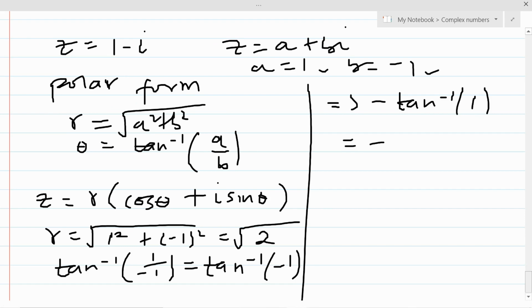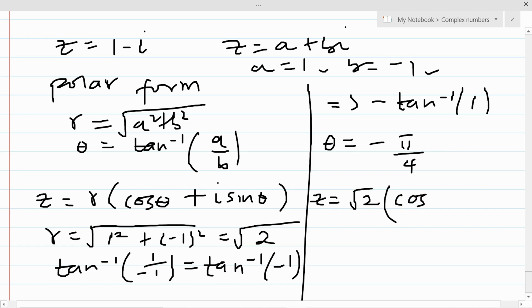45. But we said in polar form we normally represent our angle in what? The radians, okay. So in radians 45 is pi over 4, or 45 degrees. So then if our theta is equal to negative pi over 4, then this means that our z is equal to, what is our r? Square root of 2, then into brackets cos theta, cos of negative pi over 4, and cos of a negative number is the same as cos of the positive of it. Okay, so cos of pi over 4.